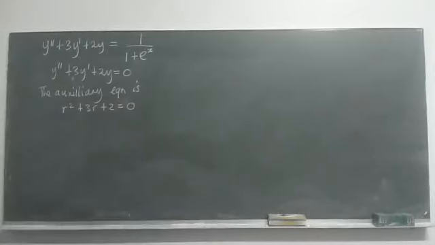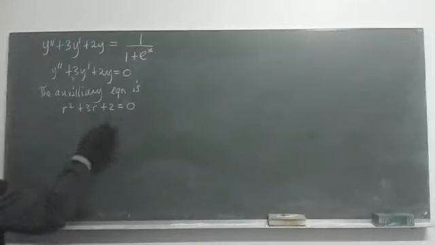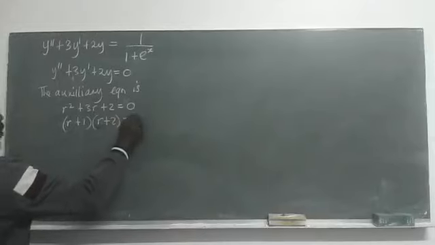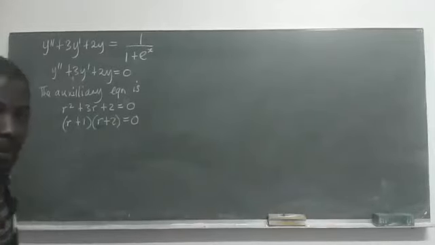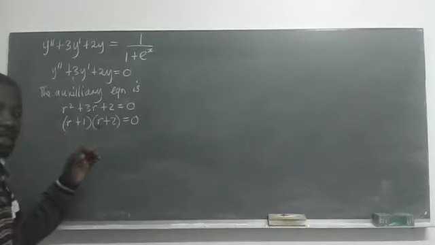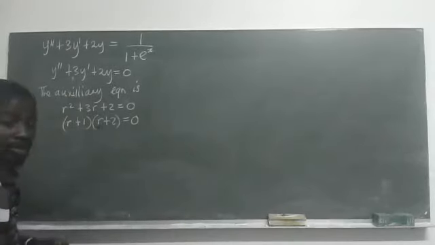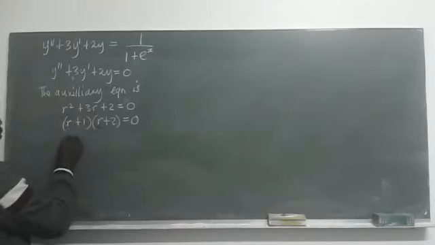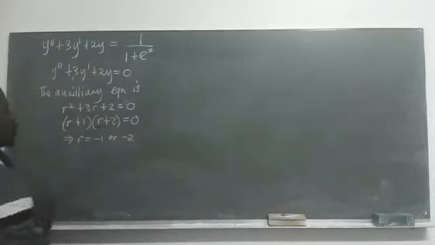So factorizing this characteristic equation or auxiliary equation, we are looking for two numbers which when added give you 3, and when multiplied give you 2. What are those two numbers? It's 1 and 2 from your matric knowledge. Having established that, you can now establish the roots of this auxiliary equation. So this implies that r is equal to -1 or -2.